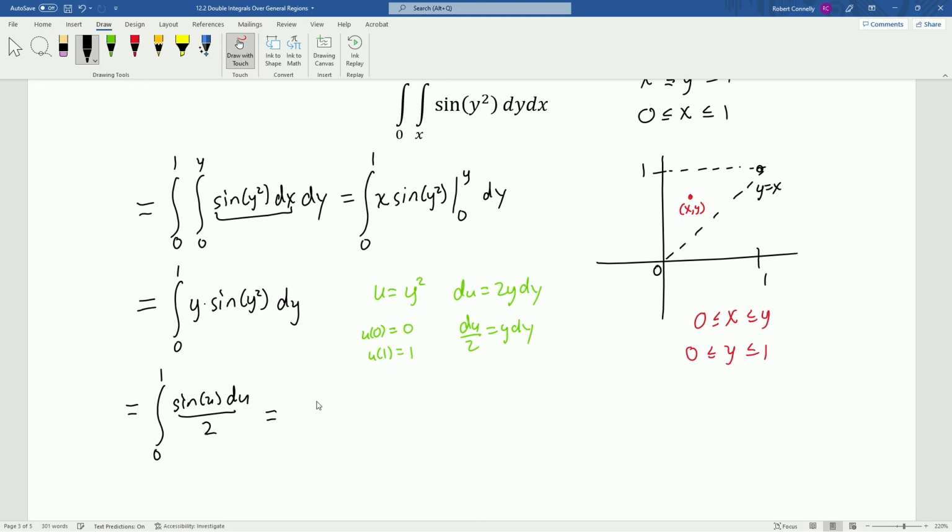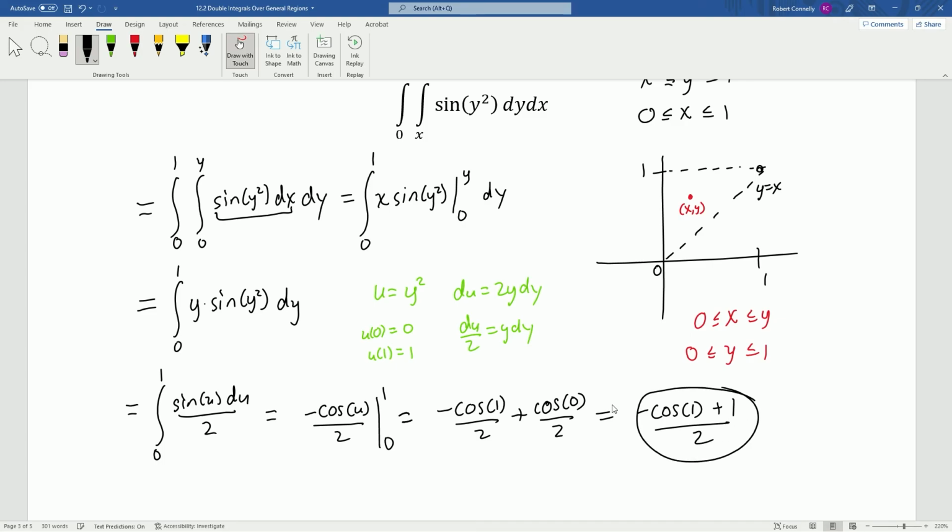So when I integrate this, I get negative cosine of u over 2, evaluated from 0 to 1, which gives me negative cosine of 1 over 2 minus a negative cosine, which becomes positive, at 0. But cosine of 0 is just 1, so this becomes negative cosine of 1 plus 1 over 2. And that's an exact answer, so you can leave it like that.